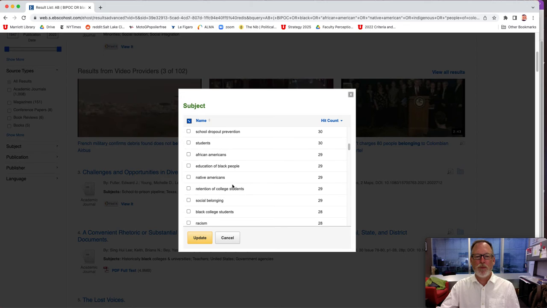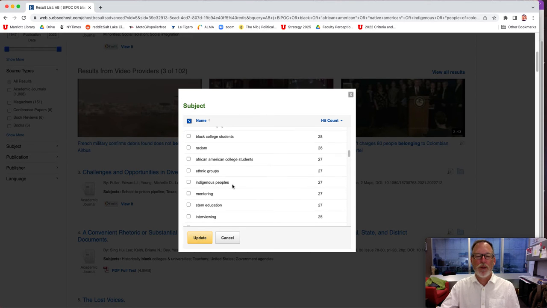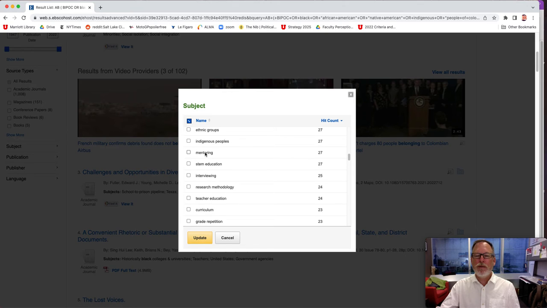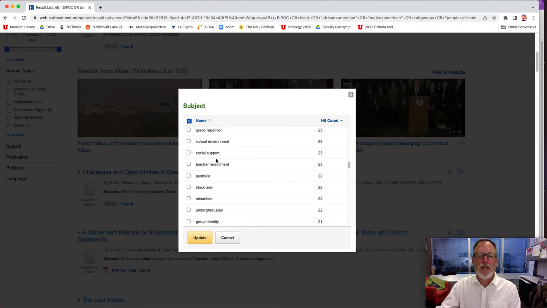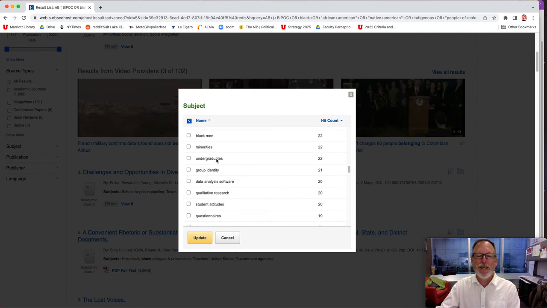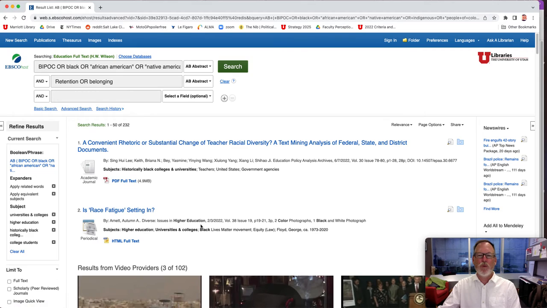And maybe support group is not what they're talking about. I'm trying to see if there's another group. Mentoring might be one. I mean, that sounds like a group. It might be like a peer thing. Teacher education, group identity. So maybe the support group is where it gets caught up in the weeds of what we don't want.